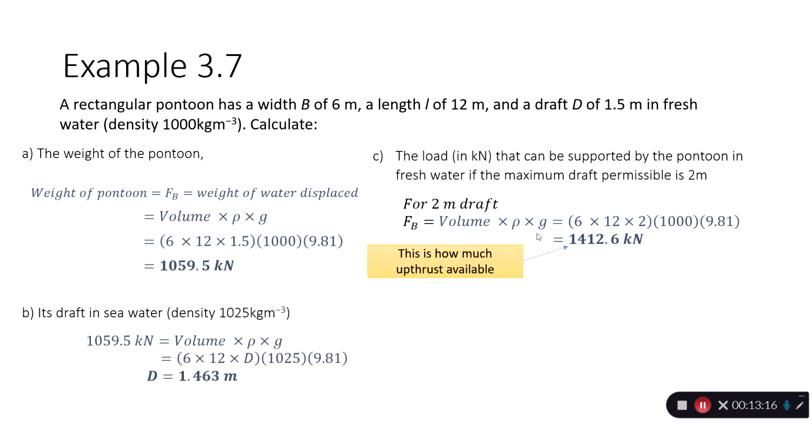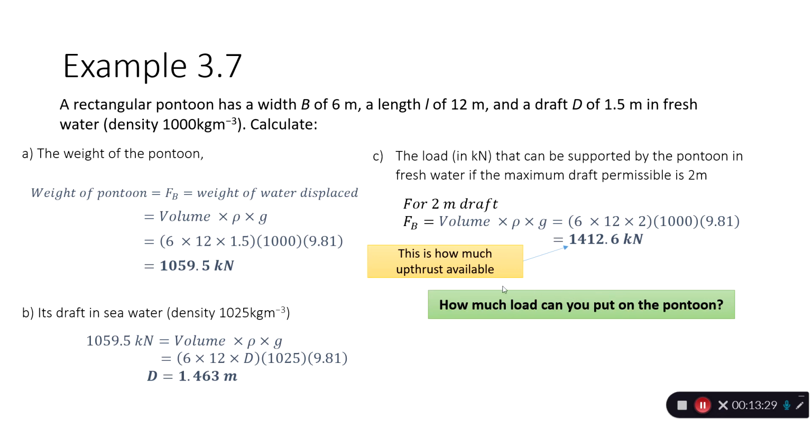So this is how much upthrust available, or how much buoyancy force available. But this is not the answer. You have to find the load that can be supported. So of course you have to consider the weight of the pontoon. So the weight is here, so we minus the weight of the pontoon from the total weight. This is how much load that you can put.